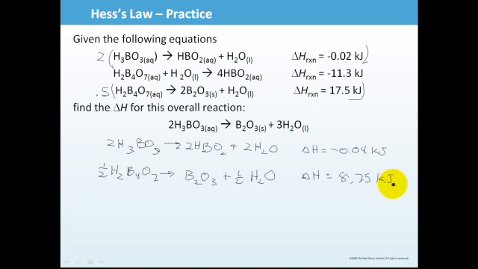Now the second equation is going to help us as far as canceling out some stuff. Because right now we have HBO2. And you notice that we can't have any HBO2 on our products in our final answer. There's no HBO2 over here. So if we take the second reaction and we flip it, we can get this HBO2 on the reactant side. So the second one we're going to flip. So that's the first step we got to do here is flip the second one.